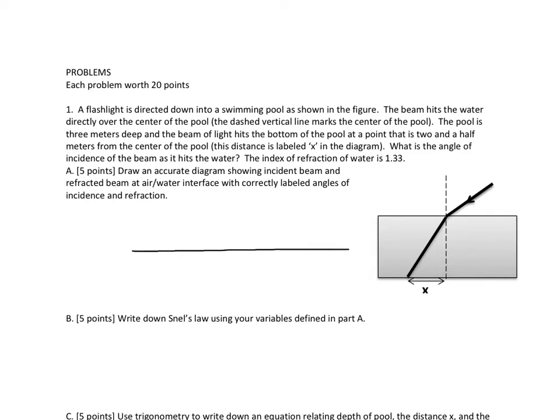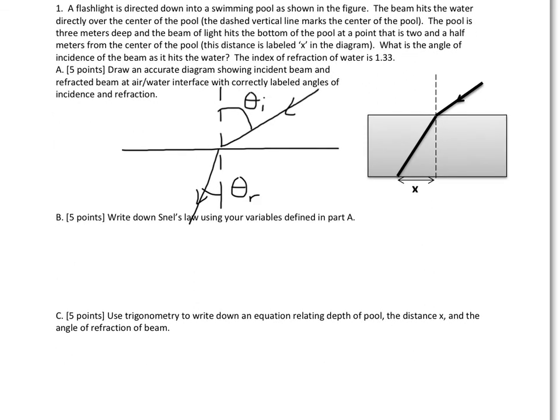There is my interface. There's my incident beam. We'll copy that again here, and we just remember that the incident angle is measured from the normal, and the refracted angle is measured also from the normal. Okay, now for the next part, I have to write down Snell's law using the variables defined in part A.